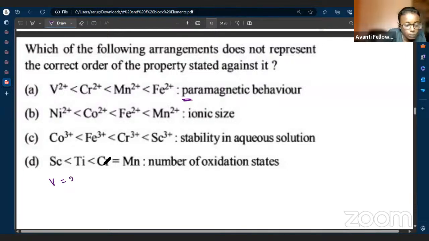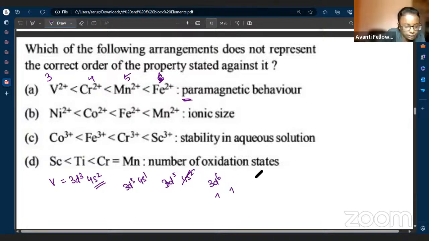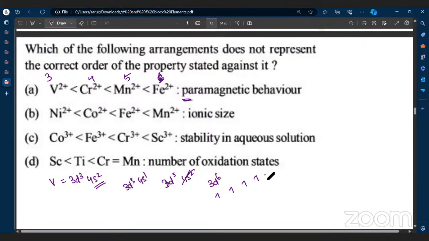For chromium, it is 3d5 4s1. Removing 2 electrons, 4. For manganese, it is 3d5 4s2, so removing 2 electrons, 5. Fe2+ is going to be 6. Fe2+ number of unpaired electrons is 1, 2, 3, 4, 5; it is going to be 4. So here the order is wrong. Since it is a single answer type question, option A is going to be the right answer.